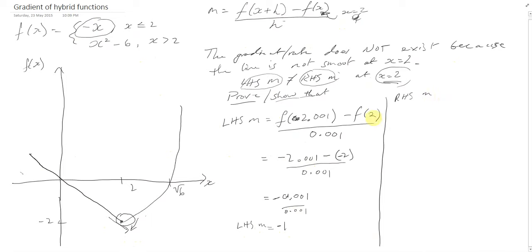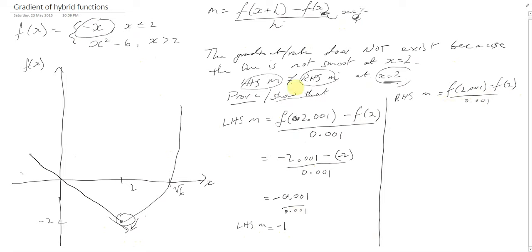Okay, so we're going to use the same values. So our function at 2.001, take away function at 2, divided by 0.001. Now I could have used a different number from 0.001 if I wanted a different amount of accuracy. I could have gone for a 0.00001 if I had wanted to, just so you know.